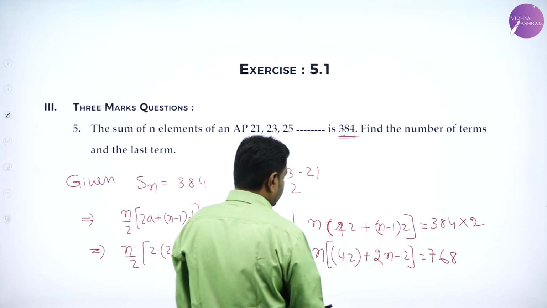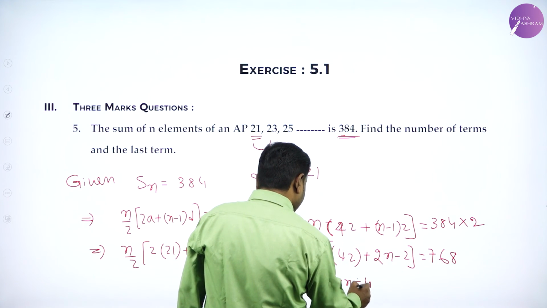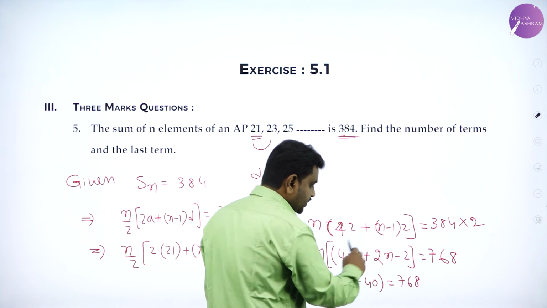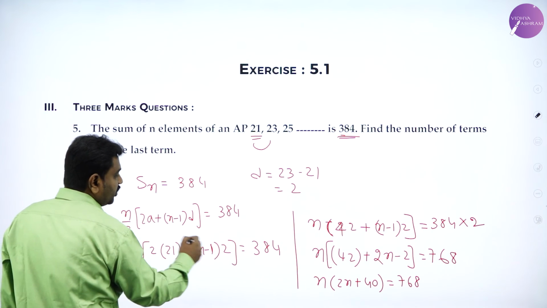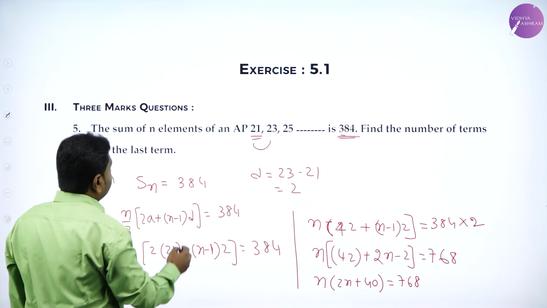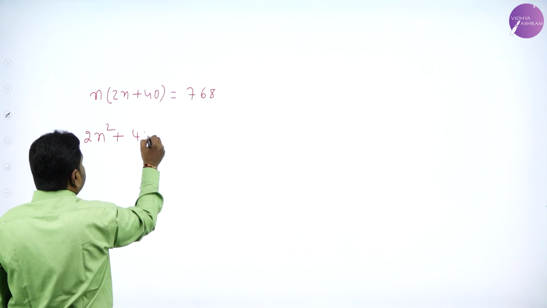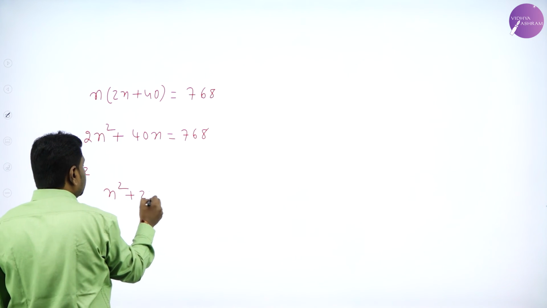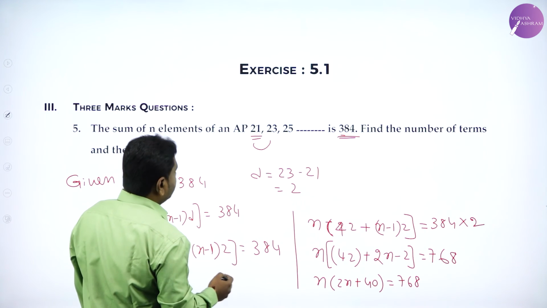Now this will become a quadratic equation. You can solve: n into 2n, 42 minus 2 is plus 40, is equal to 768. So we have n into 2n plus 40 is equal to 768. Now we need to solve this quadratic equation. Solve this, it will become 2n square plus 40n is equal to 768. Both are divisible by 2, divide by 2. So n square plus 20n is equal to 384. That's it.